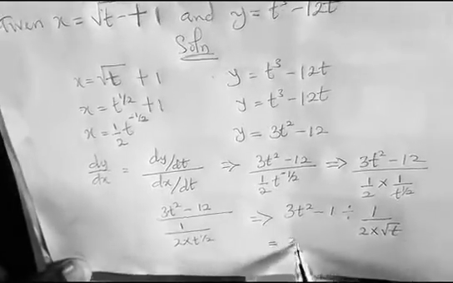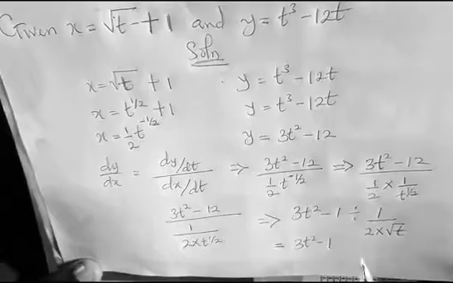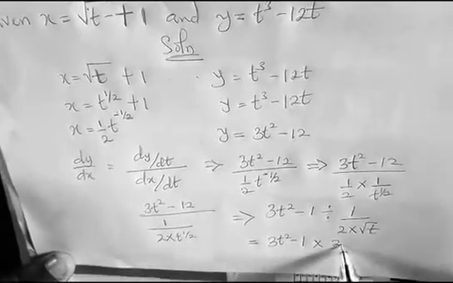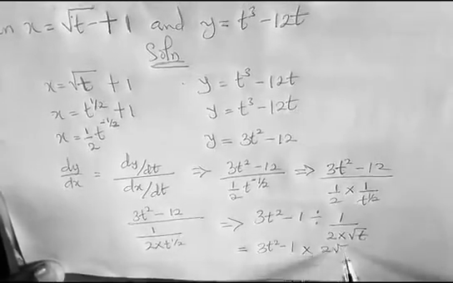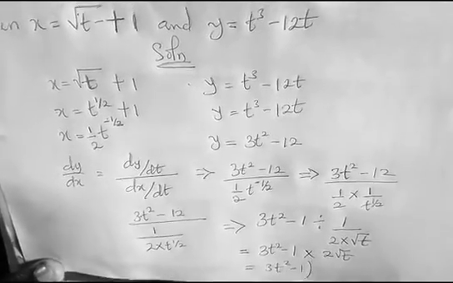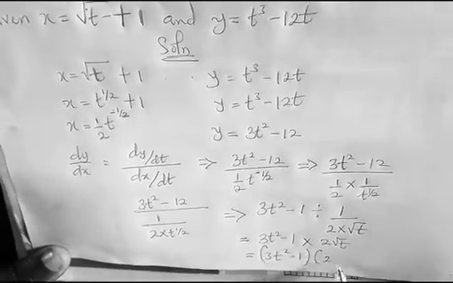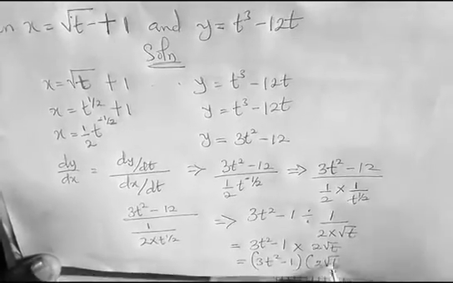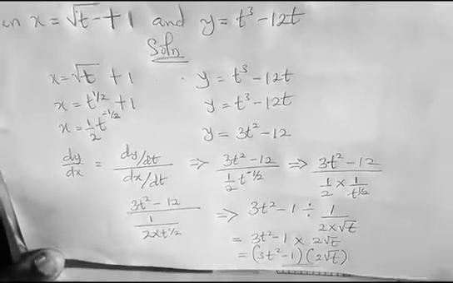Here we have 3t squared minus 12 times 2 root t. And that will be 3t squared minus 12, then 2 root t. So that will be the final answer for this.